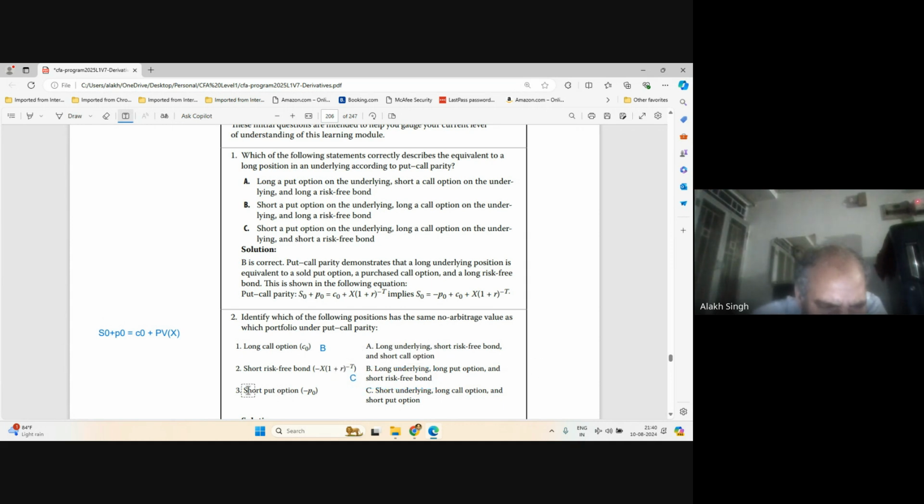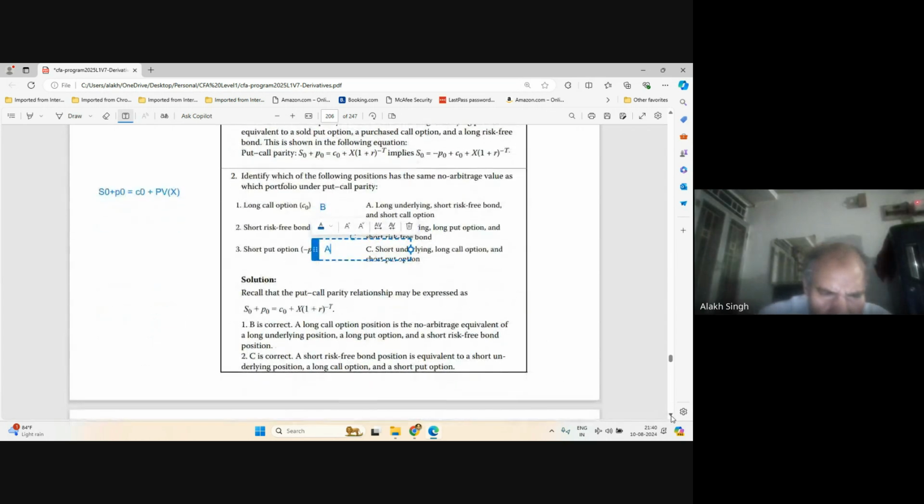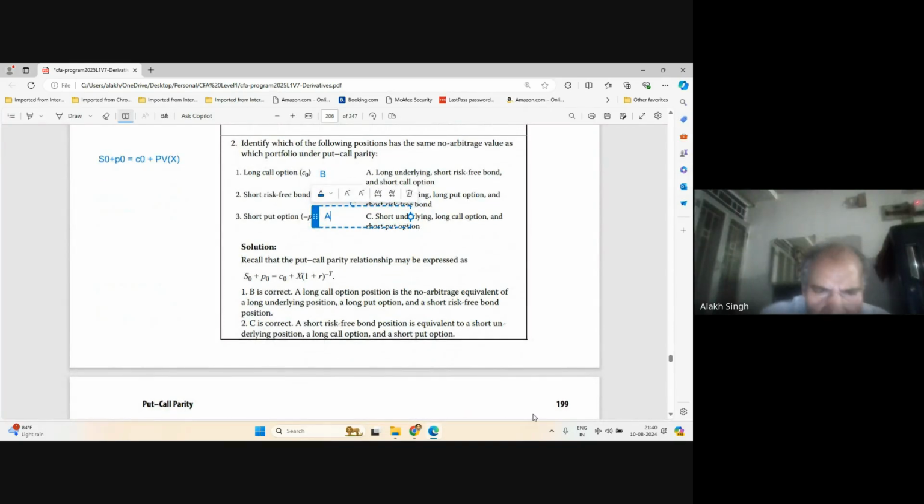And then short put option means bring put to this side. So long S0, short C0, short PV of X. So long underlying, short risk-free bond. Yes, correct, so this one is okay. So we got this: B, C, A.